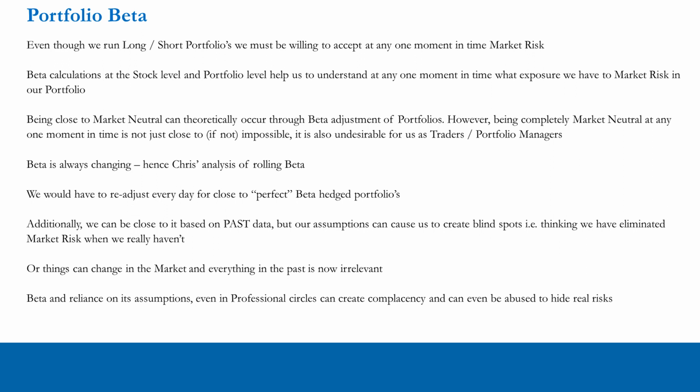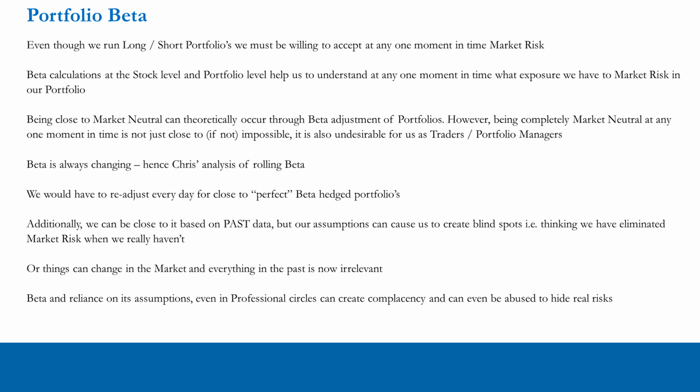Beta is always changing. So one of the weaknesses of beta, one of the flaws, is that we're using past data. It is all based on past data and past relationships, okay? Our assumptions can cause us to create blind spots in our risk. So we can be thinking that if we're beta market neutral, for example, we've eliminated market risk when we actually really haven't. The numbers may not be telling the truth of what's actually occurring in the market at the time.